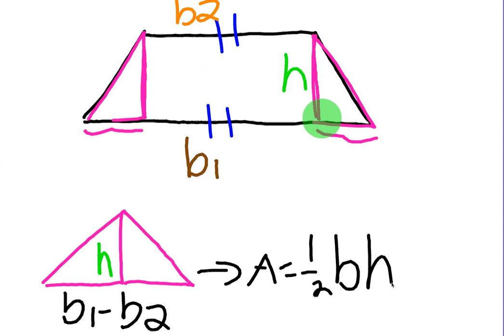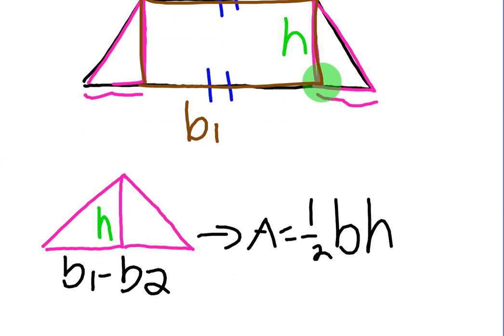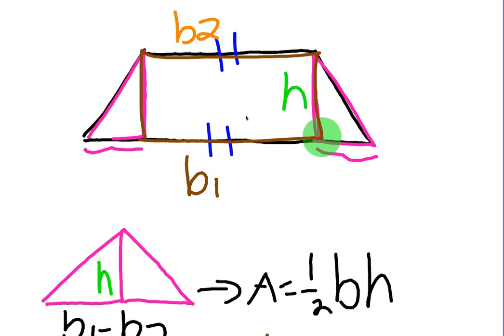All right. Now we have to still take into account the rectangle that we left over with after we cut those two triangles out. What would be the area of that rectangle? It'd be B2, right? Times height. B2 would be the length of this rectangle, and H would be the height of it. Length times height, so B2 times H.